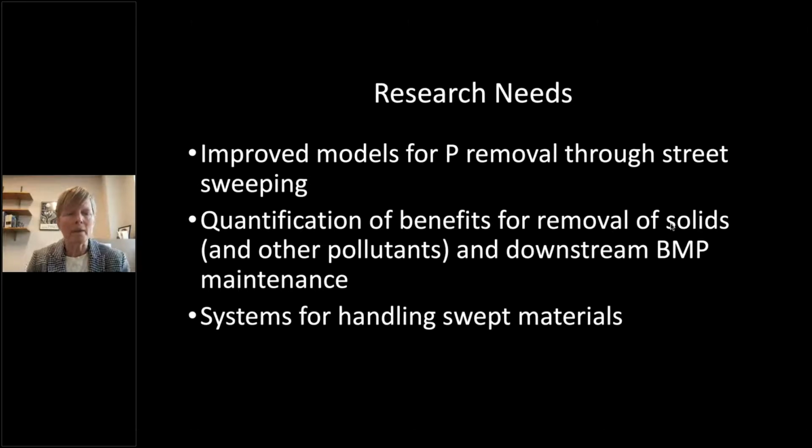And I think we also need to think about handling swept materials in a whole systems perspective. So, what do we do with that material? In some places, there's good composting opportunities and facilities. So we can actually then bring that material back to residents so they can reduce the need for phosphorus fertilizer inputs to their residential landscapes. But I think that's something that we can explore further.